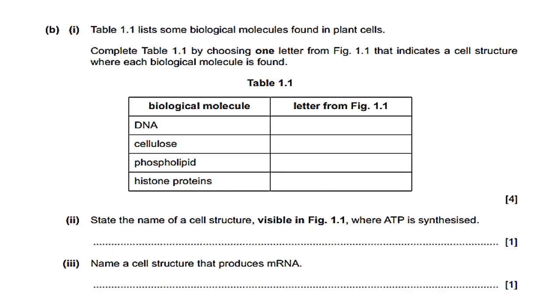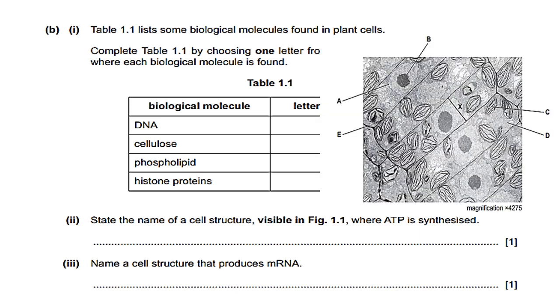Here it says table 1.1 lists some biological molecules found in plant cells. Complete table 1.1 by choosing one letter from figure 1.1 that indicates a cell structure where each biological molecule is found. So this is what you have to look at, and you've already been told that these are plant cells. Again, please, whenever you are answering questions like this, always pay attention to the instructions or the information that's been given to you. And if possible, if you have your pencil with you, underline the things that are important so that when you're answering the question, you can keep those in mind.